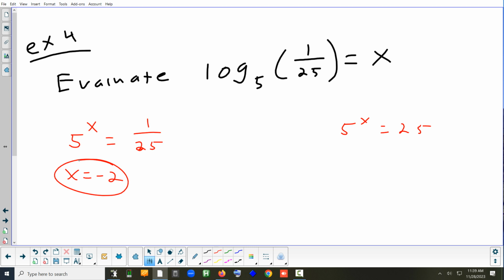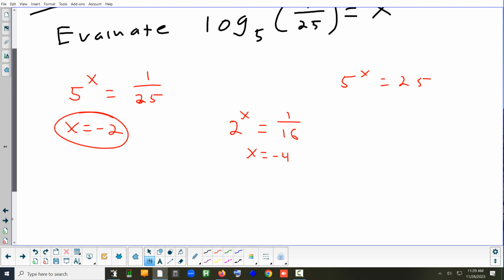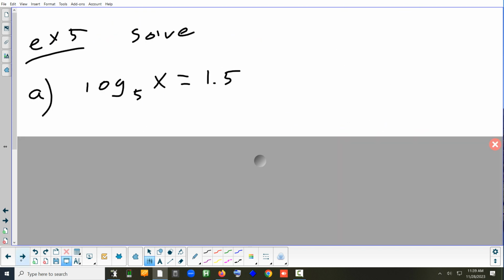Okay. Any question on that? Make the exponent negative if you want to get an answer that's flipped, like a fraction like that. So if you had, I don't know, 2 to what power equals 1/16? Well, I know 2 to the 4th is 16, but I want it flipped. So it would be to the negative 4th. Okay, so that's one where the variable is on the right side. Let's look at one where the variable is the argument. Okay, let's see how this one works.